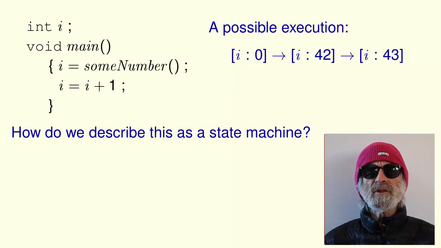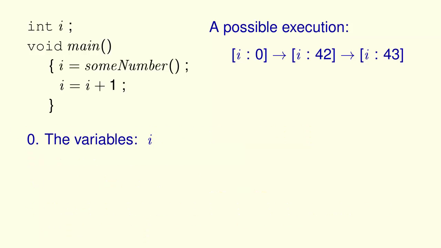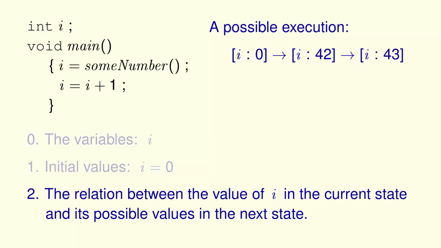Okay, how do we describe this tiny program as a state machine? Remember, we must describe these three things: the variables, their initial values, and the relation between their values in the current state and their possible values in the next state. We're representing this program with the single variable I. There's only one possible initial value of I, namely 0. What about the relation between the current value of I and its possible values in the next state? Let's look at I's possible next value when its current value is 43. In this behavior, there is no possible next value because the program has terminated.